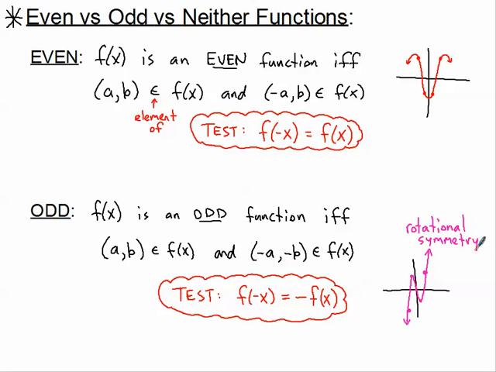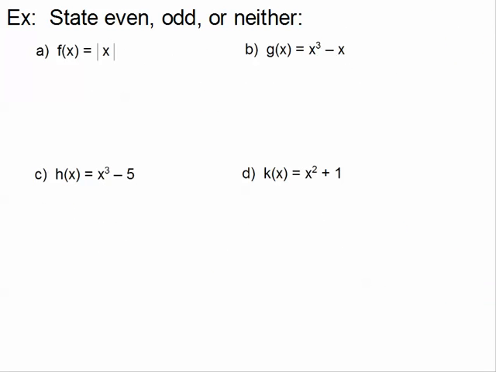Rotational symmetry around the origin, and over here we have line symmetry for an even function, and it's the y-axis. So let's look at a few examples of an equation, and I want to know if the function is even or if it's odd, or if it's neither of those, then we say that it's neither. So let's first look at the absolute value graph.